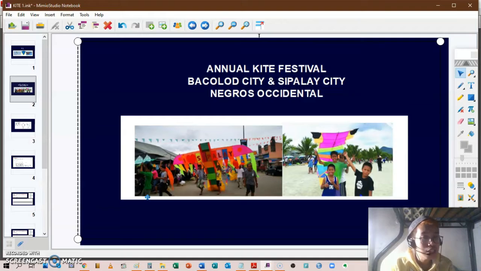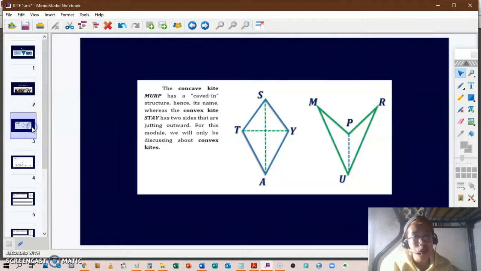As you can see, the kites are not just diamond shaped. They can be in the shape of a bird. They can be in the shape of this fish here. So there are so many shapes that you can create with kites. But for the purpose of studying geometry, we'll focus on the convex kite.